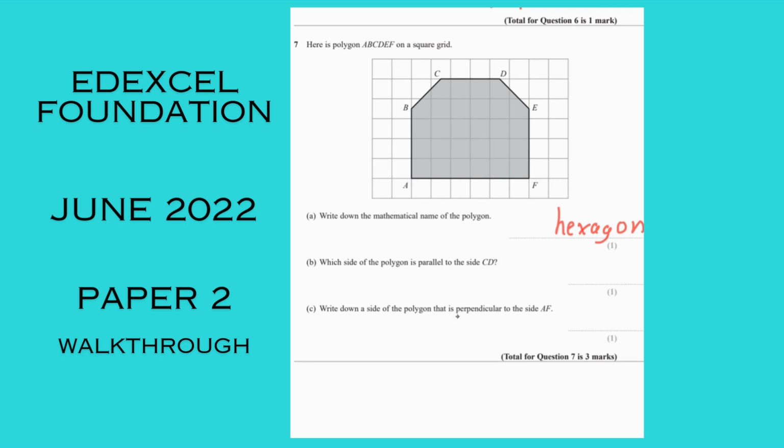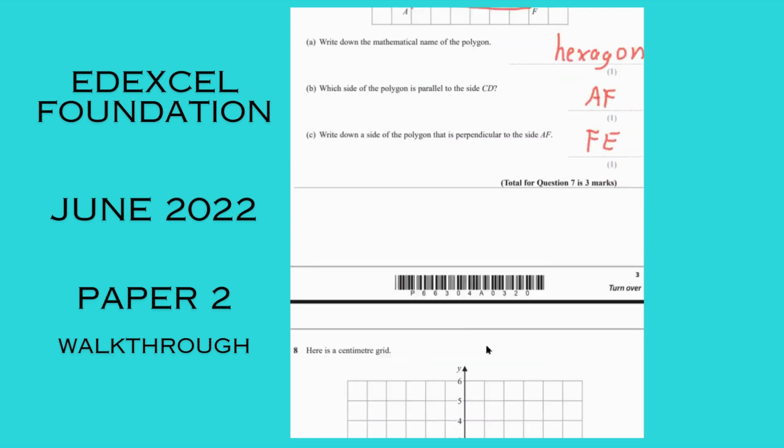Which side is parallel to CD? So parallel, same direction. That's A to F or FA. Write down the sides perpendicular to AF. So you could have BA, or AB obviously, or EF, FE. Either of those for the mark.